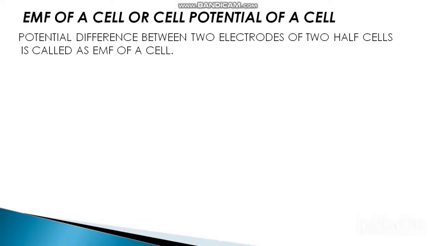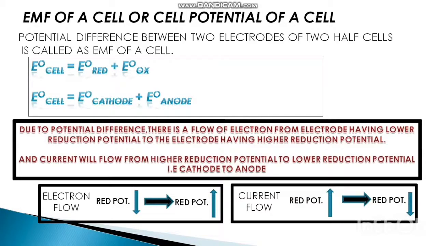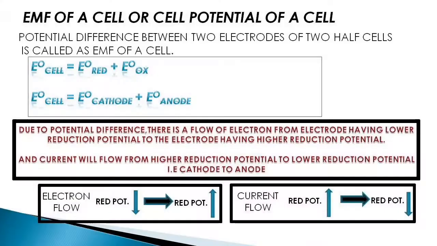EMF of a cell or cell potential of a cell. Potential difference between two electrodes of two half cells is called the EMF of a cell. Due to potential difference, there is a flow of electrons from the electrode having lower reduction potential to the electrode having higher reduction potential, and current will flow from higher reduction potential to lower reduction potential.